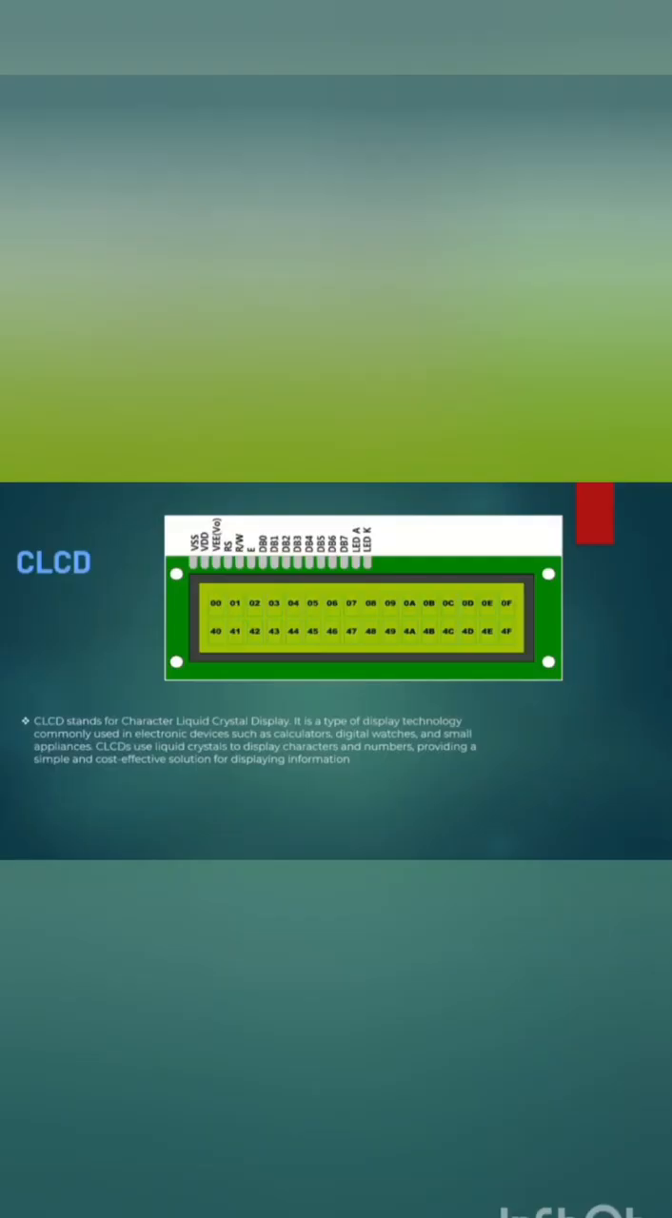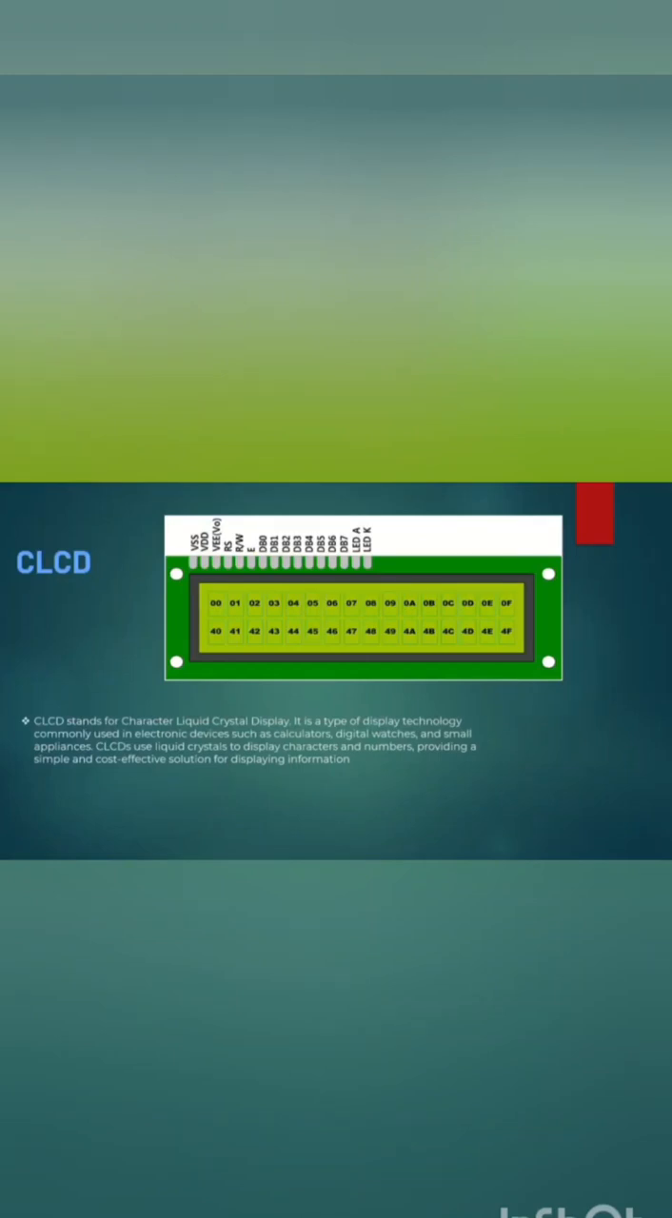And this PIC16F877A architecture has its own features: its operating frequency is 20 megahertz, and it has 5 input output ports, 3 timers, flash memory of 8 KB, and data memory of 368 bytes.